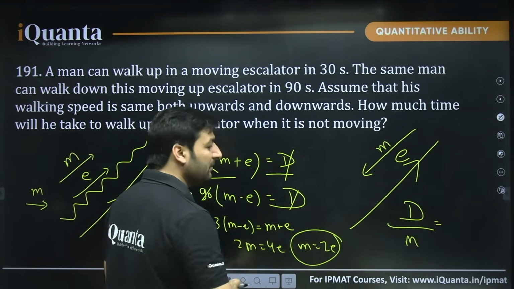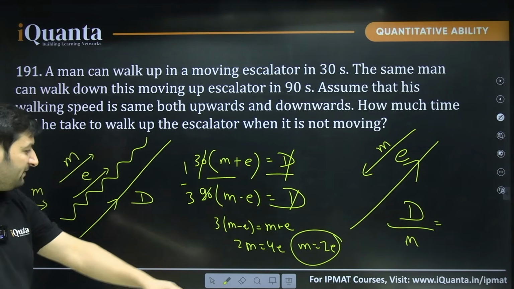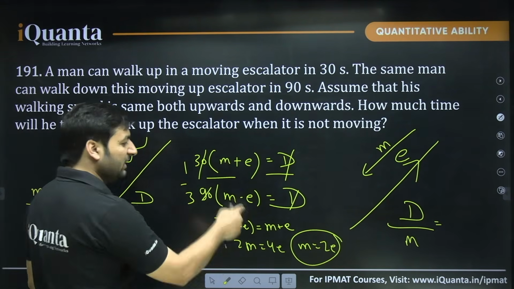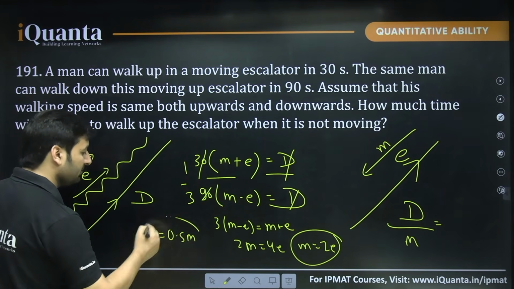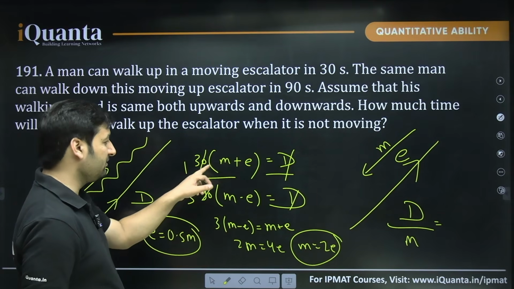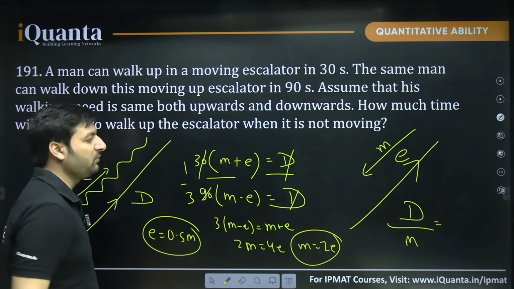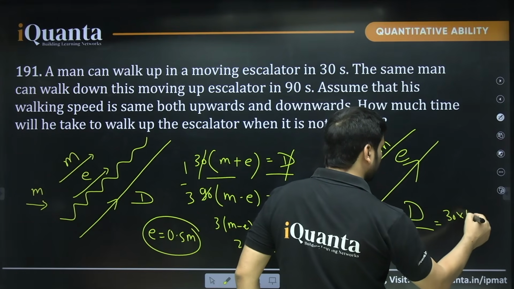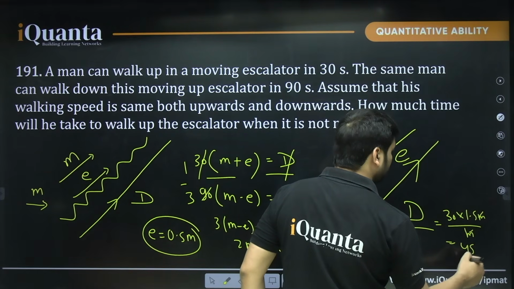That means if I am able to convert distance in terms of m, then I will be able to solve it very easily. What is the total distance? Distance is 30 times (m plus e). So e will be m by 2, m by 2 means 0.5 m. So what is the total distance here? 30, e is 0.5 m. So 0.5 m plus m is 1.5 m. So 30 into 1.5 m upon m, that is equal to 45.